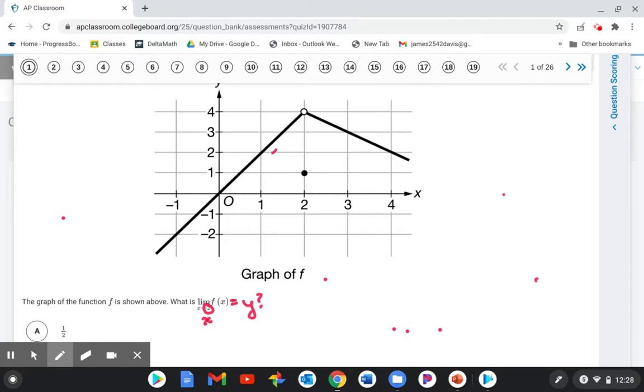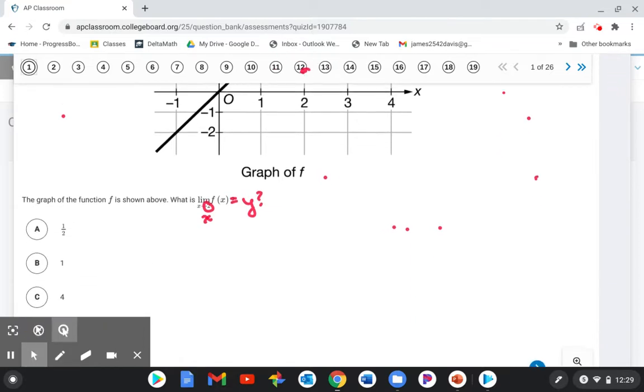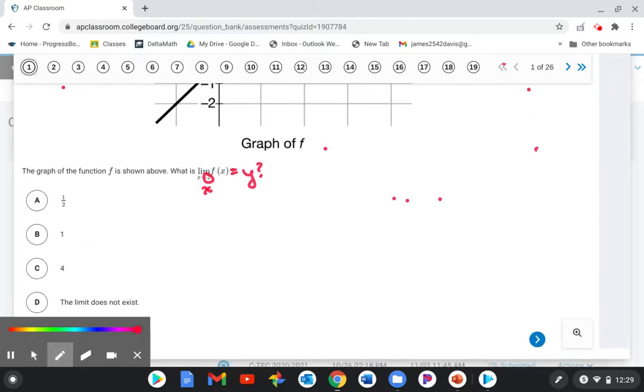Well, if we trace our function up this way and trace it this way, remember that the two limits have to agree, the left and the right have to agree. They're both approaching the same y value of 4. It doesn't matter the fact that the actual function value is 2. This would be discontinuous, right? It would be a removable discontinuity. However, the limit does exist because the left and the right match, and it does equal 4. So that would be C. Number 1.